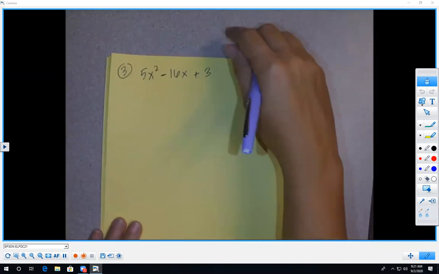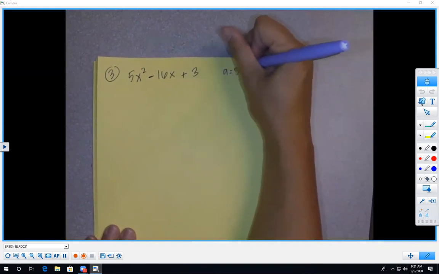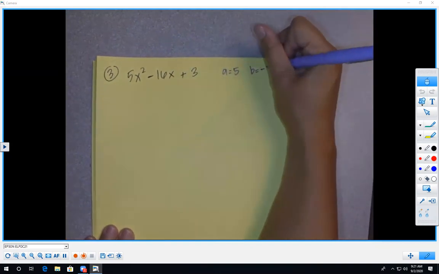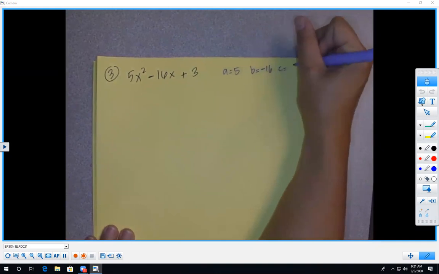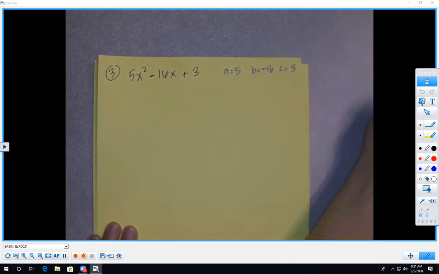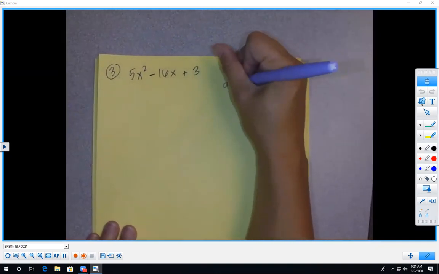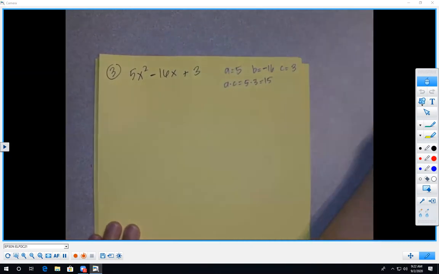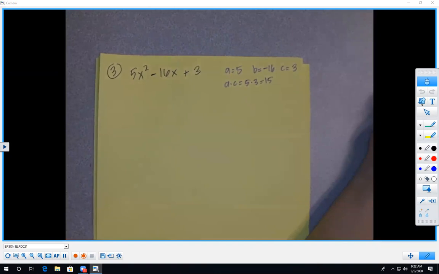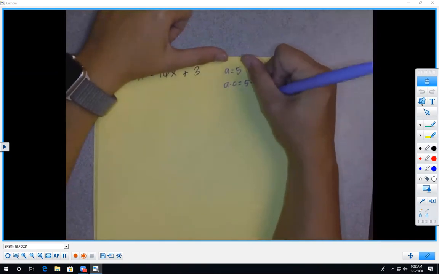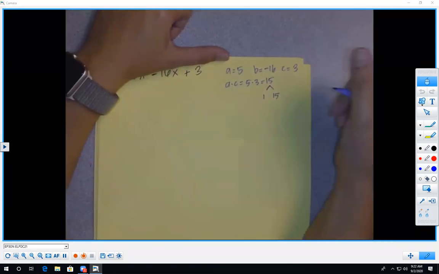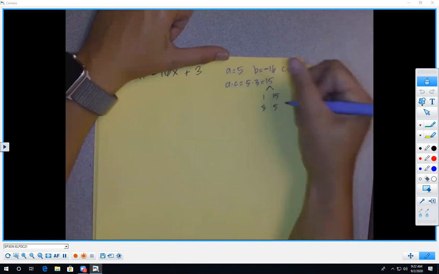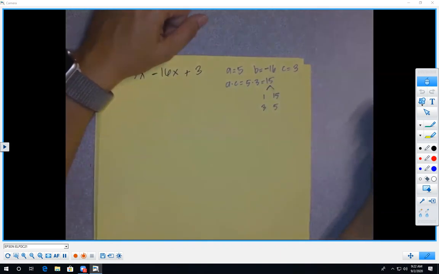What's my a value here? 5. What's my b value? Negative 16. And what's my c value? 3. So I'm going to do a times c, which is 5 times 3, which is 15. Break it down. Give me all the options that multiply to give me 15. Yep, 1 and 15. What else? 3 and 5. And that should be it.